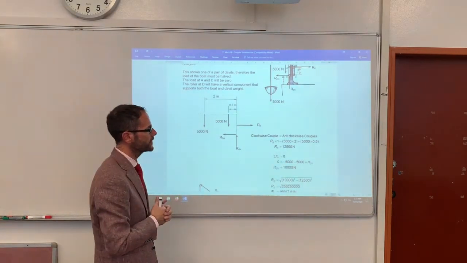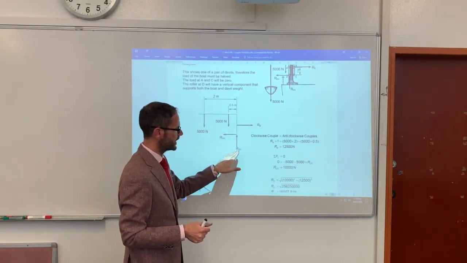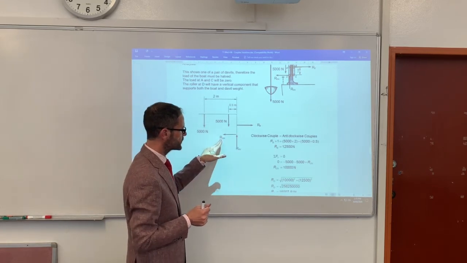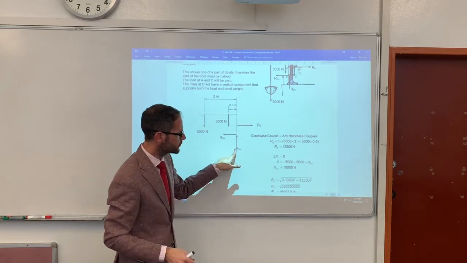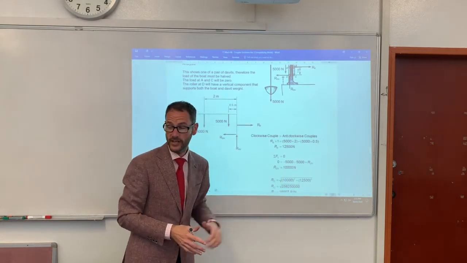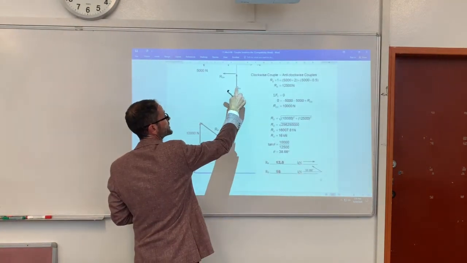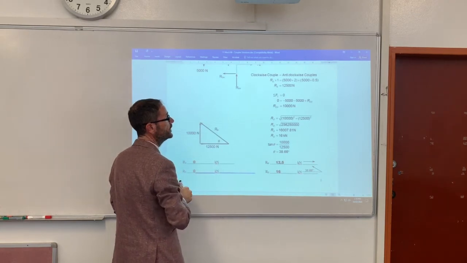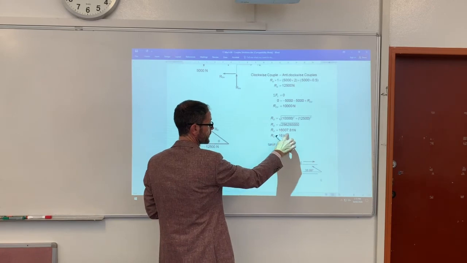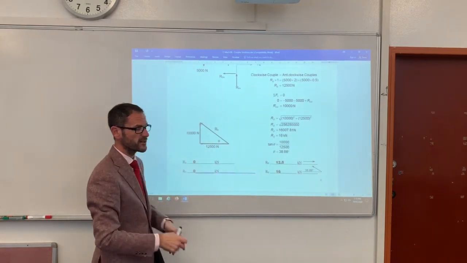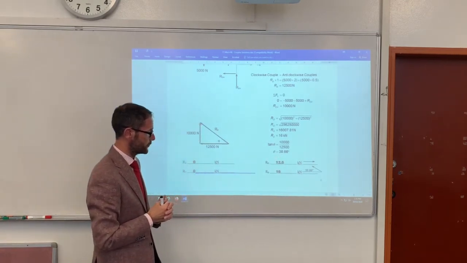It's the only reaction at B, it's horizontal. But the reaction at D has both a horizontal and a vertical component. So we know that the horizontal component is going to equal that, because they're a couple. But the vertical component is going to equal 10,000 newtons. So we actually have to add those together vectorially. So what we have is RDV vertical, RDH horizontal. We're going to have 10,000 vertical, 12,500 horizontal. We add those together, we get 16,007.81, approximately 16 kilonewtons. And we can find the angle to be 38.66.